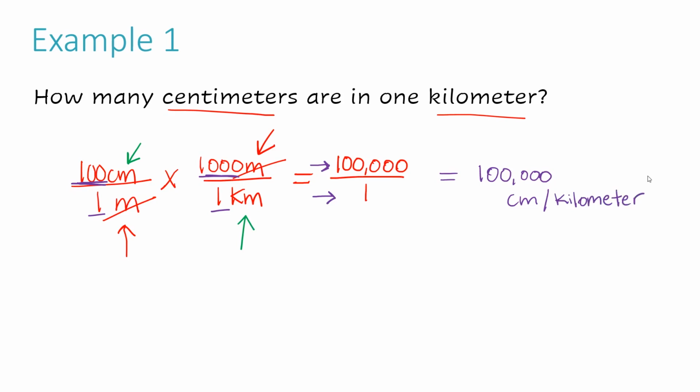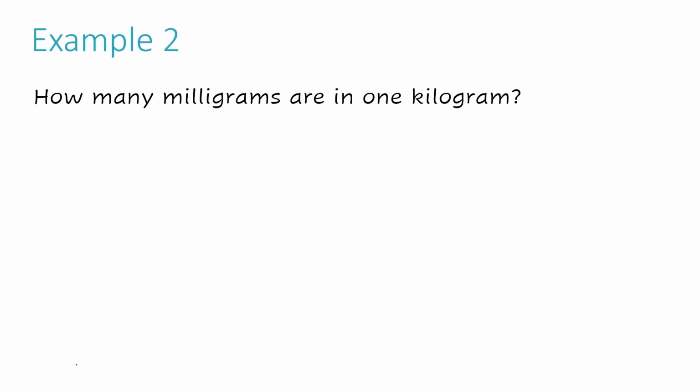So you could also say that there are 100,000 centimeters per every kilometer. Let's take a look at example number 2. The question asks, how many milligrams are in 1 kilogram?